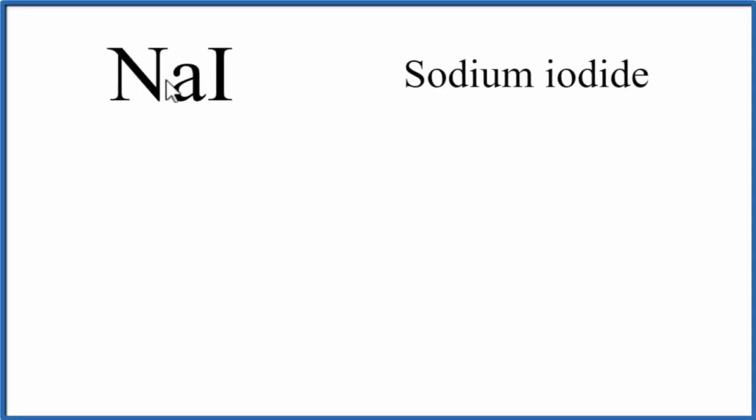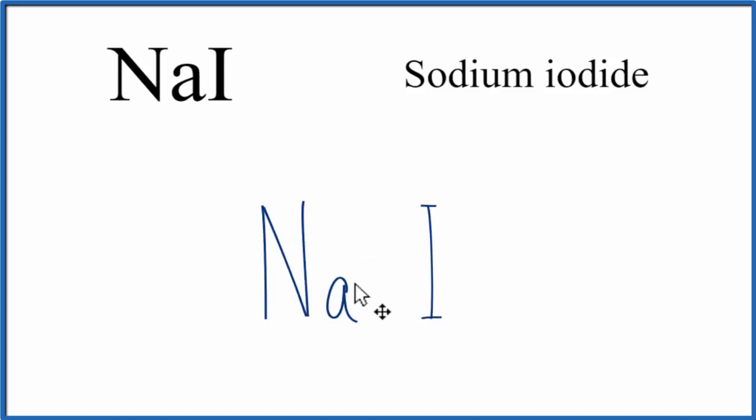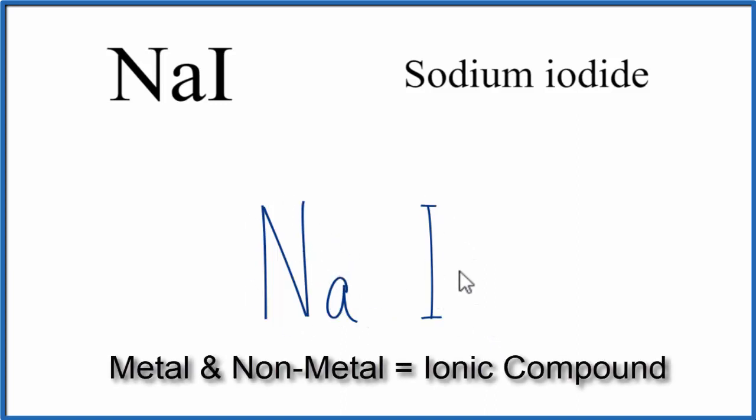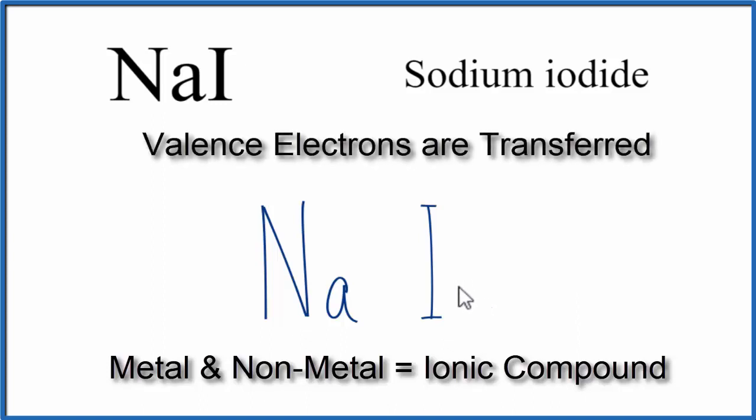To write the Lewis structure for NaI, sodium iodide, let's first write Na and then I. Sodium, that's a metal, and then iodine's a nonmetal. When we have a metal and a nonmetal, we have an ionic compound. And ionic compounds transfer valence electrons.